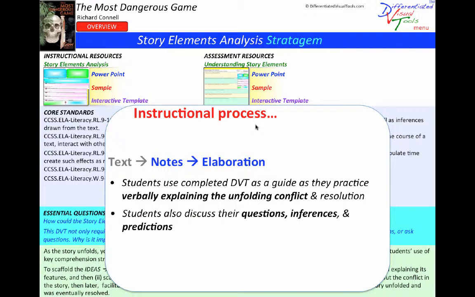In addition to practicing retelling the story to develop fluency, we also want them to discuss the various questions and inferences and predictions they drew as the story unfolded, as well as whether those questions were answered, whether the predictions turned out to be true, and so forth.